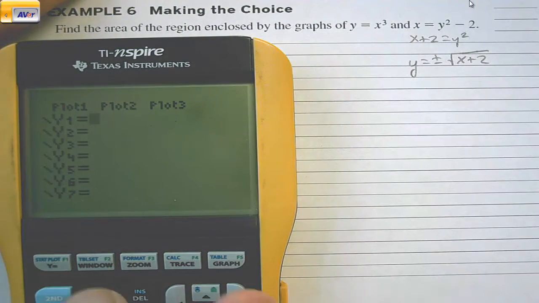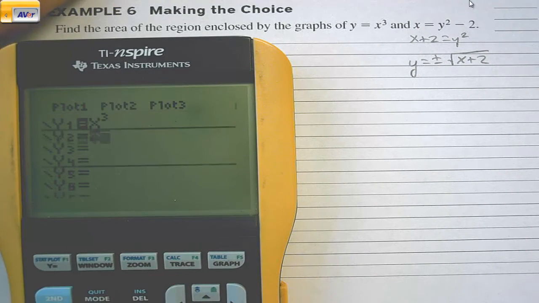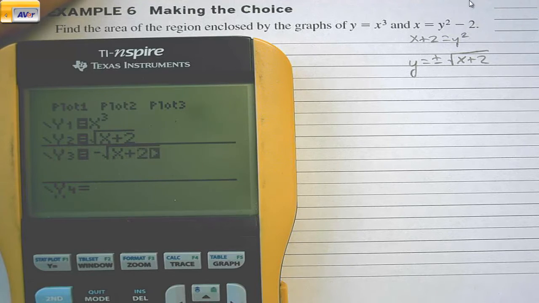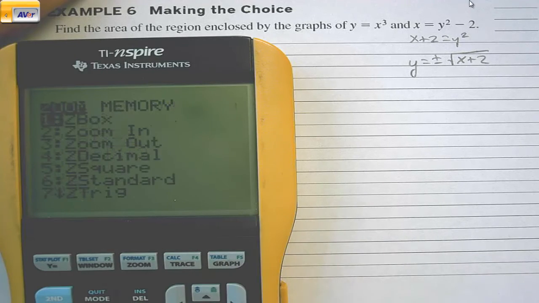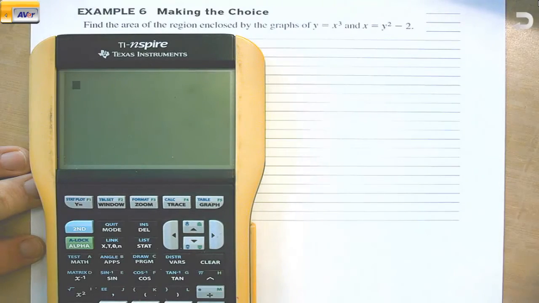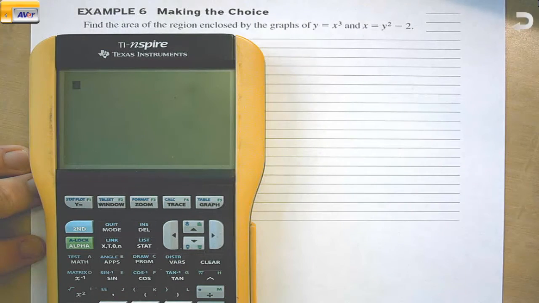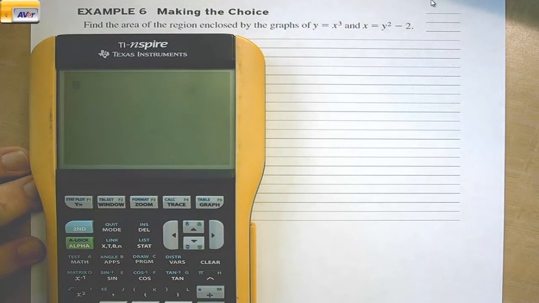So let's do x to the third. So we have x to the third. This one is going to be the square root of x plus 2. And we need the negative square root of x plus 2. And let's zoom 6 it. Let's graph. Find the area of the region enclosed by the graphs of y equals x to the third and x equals y squared minus 2.